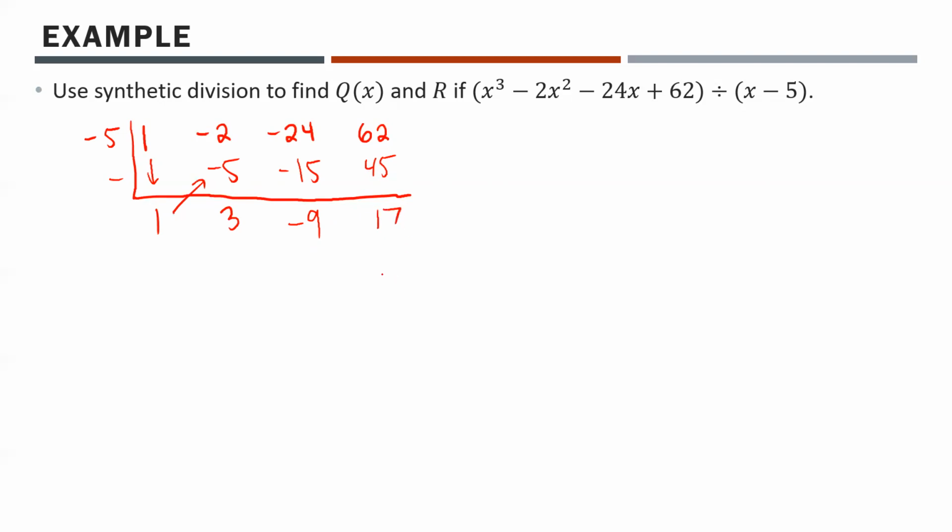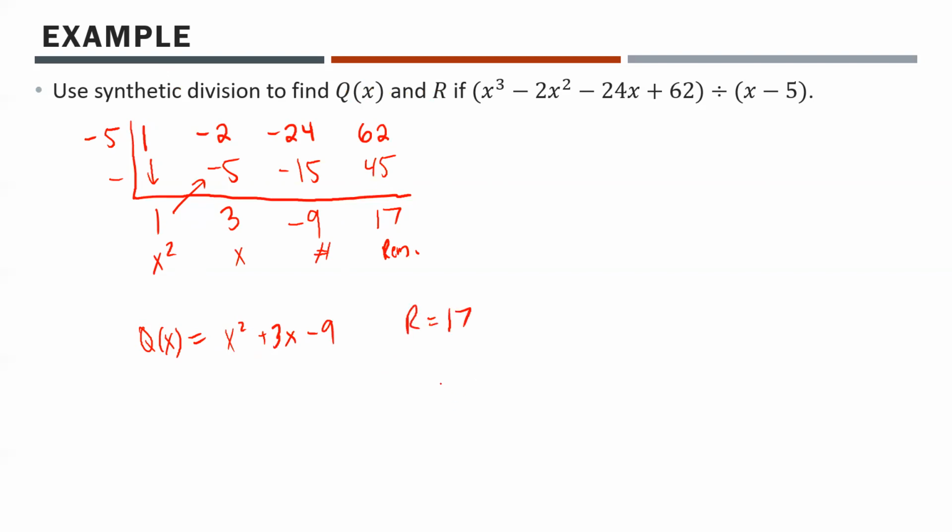Now, how we interpret this result here is we read it from right to left. The furthest right number is going to be your remainder. So this one right here, that's our remainder. Then we just go up in order of degrees. So we say this is our number. This would be our x, and this would be our x squared. So in order to find our q of x and our r, well, we can say q of x, our quotient here, would be 1x squared plus 3x minus 9. That's just using these coefficients we found here. And then our remainder, of course, is 17.